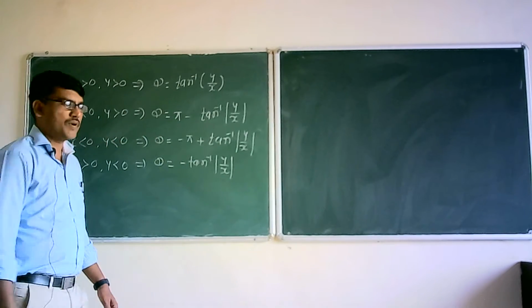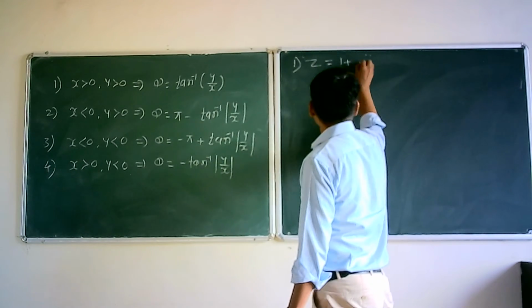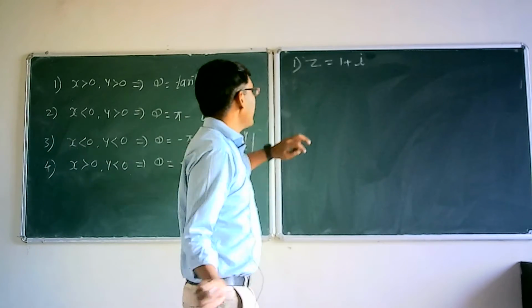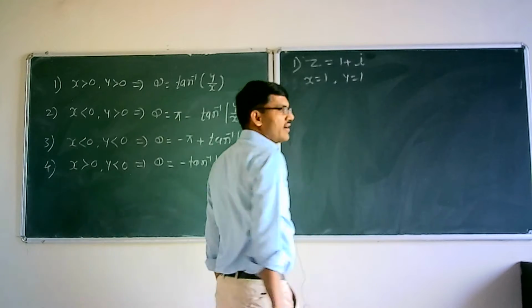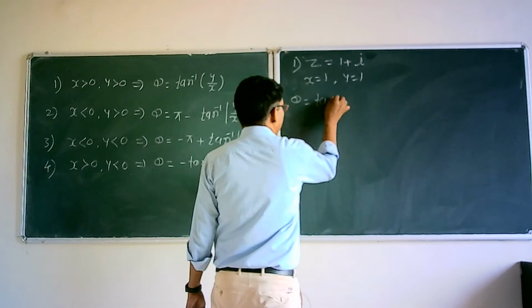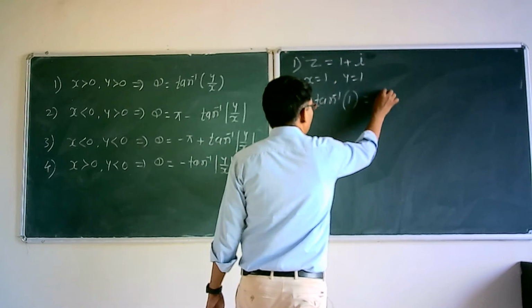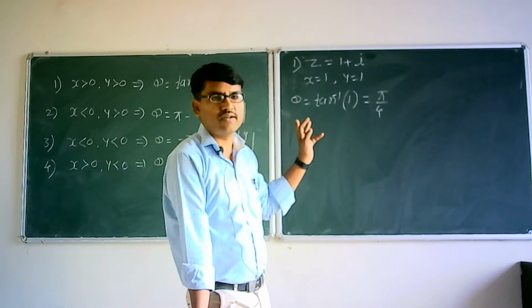Now for an example, suppose you want to determine the argument of z is equal to 1 plus i. If you observe here, your x is equal to 1, that is the real part is 1, and the imaginary part is 1, so both are positive. So in that case, theta is equal to tan inverse y by x, that is tan inverse 1, which is equal to pi by 4. So you must remember how to find the tan inverse.